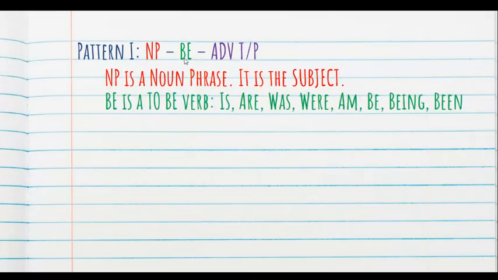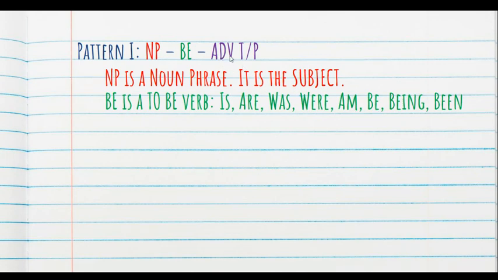Underneath that is be, and this is not standing for anything like NP stood for noun phrase. Be basically is a be verb, and there are these be verbs we have in English. So these are our be verbs: is, are, was, were, am, be, being, been. Those are our be verbs. So we'll be looking out for those.